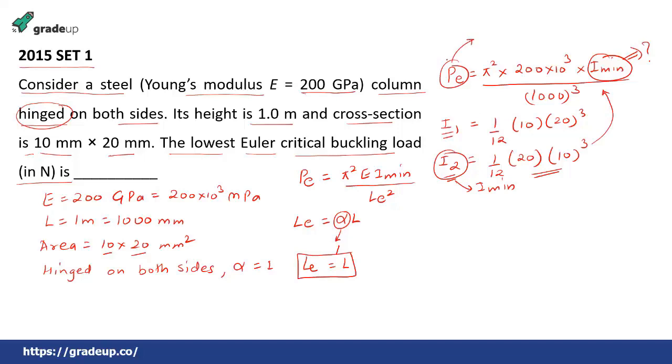So the value of P you will get is 3289.868 Newton. So this is the value that you are going to get for this.